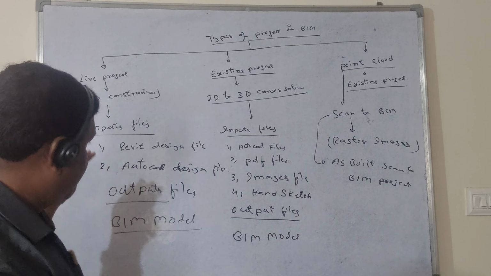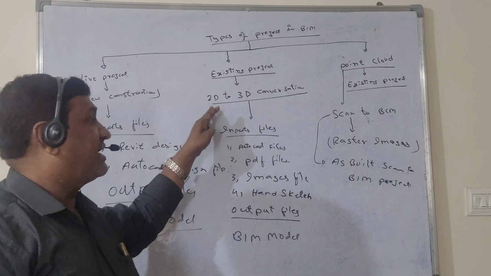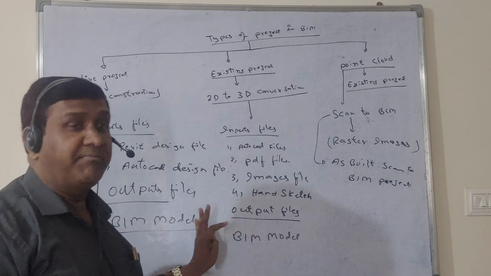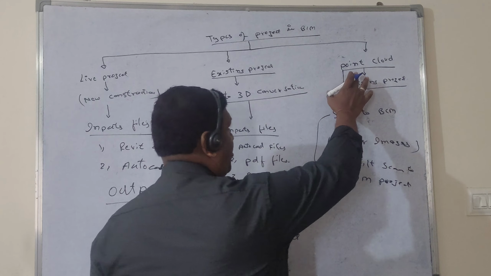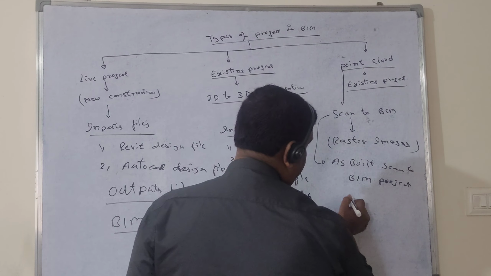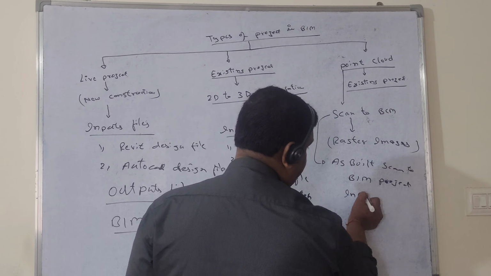Here in a live project, we are getting a BIM model. In an existing project also, you are getting a BIM model. So here, this is the input file. Coming to point cloud projects, what are the input files?